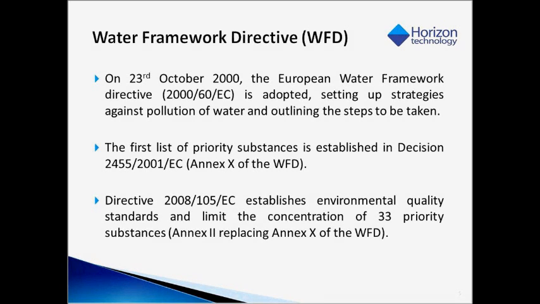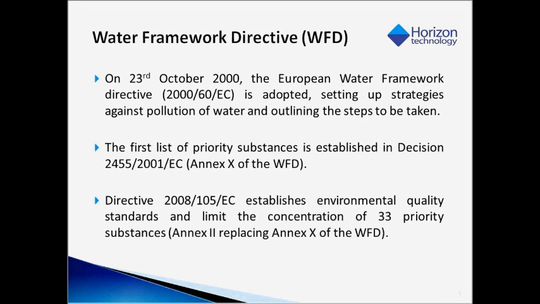The list of priority substances was established the following year in 2001, and that was known as the Annex X. It took about 7 years to find the maximum concentration, or the limiting concentration, for those 33 priority substances, and this is called Annex 2. The name was changed from Annex X to Annex 2.